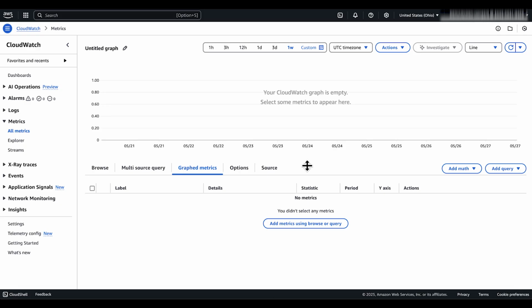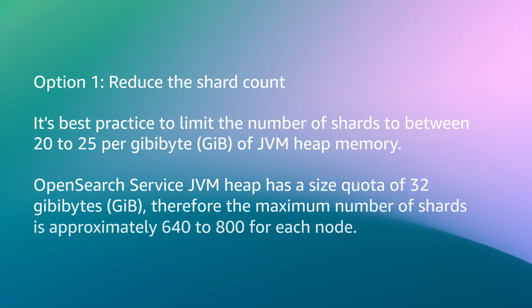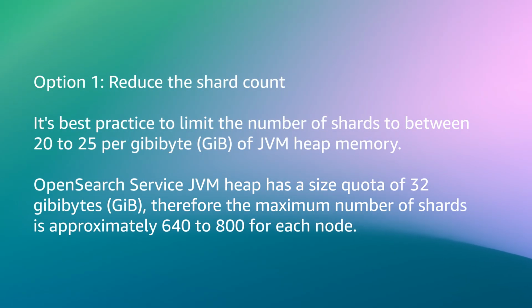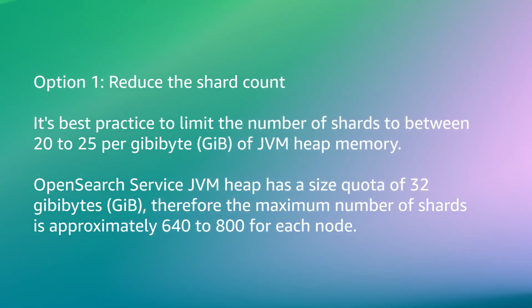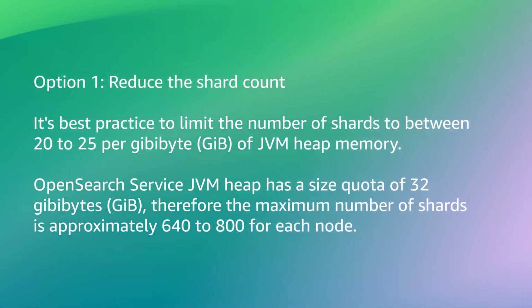To resolve having too many shards, you can either reduce the shard count of your indices or scale your instances. Option 1 will be reduce the shard count. It's best practice to limit the number of shards to between 20 to 25 per gigabyte of JVM heap memory. OpenSearch Service JVM heap has a size quota of 32 gigabytes. Therefore, the maximum number of shards is approximately 640 to 800 for each node.